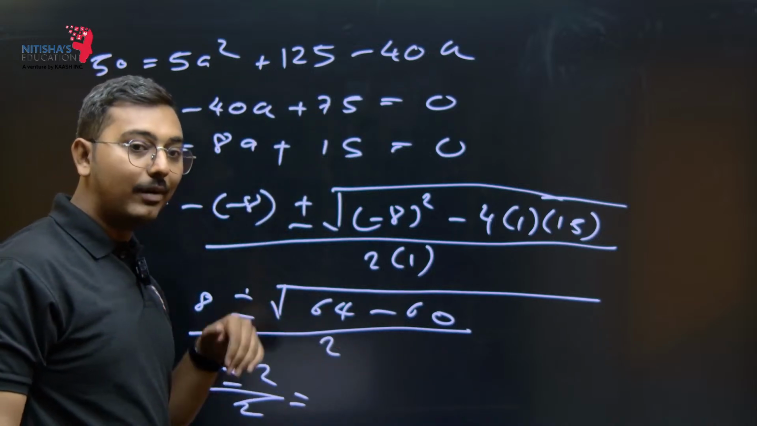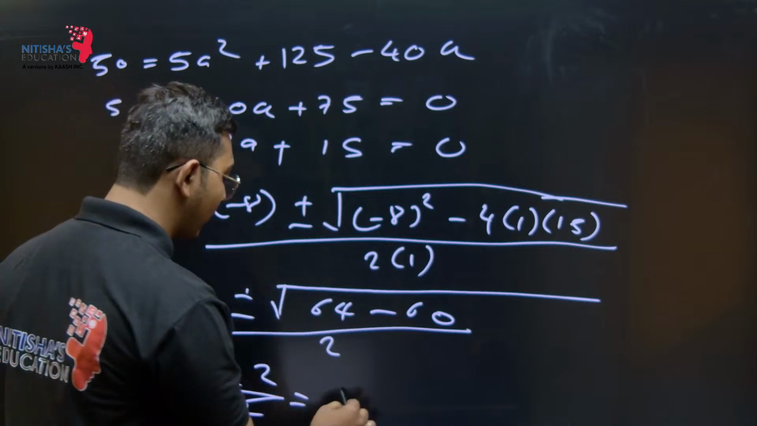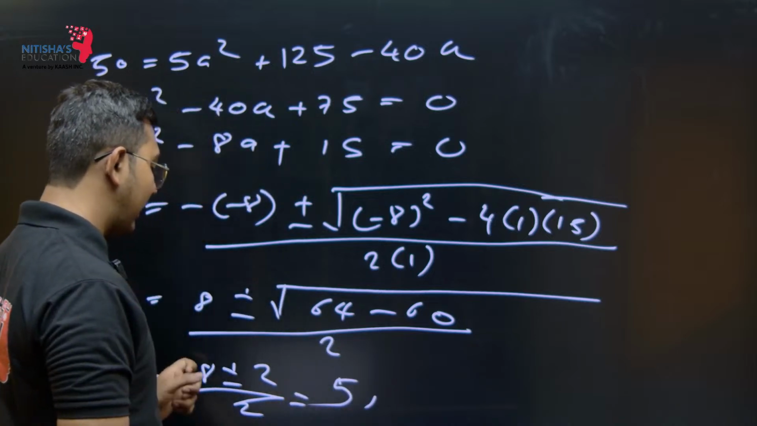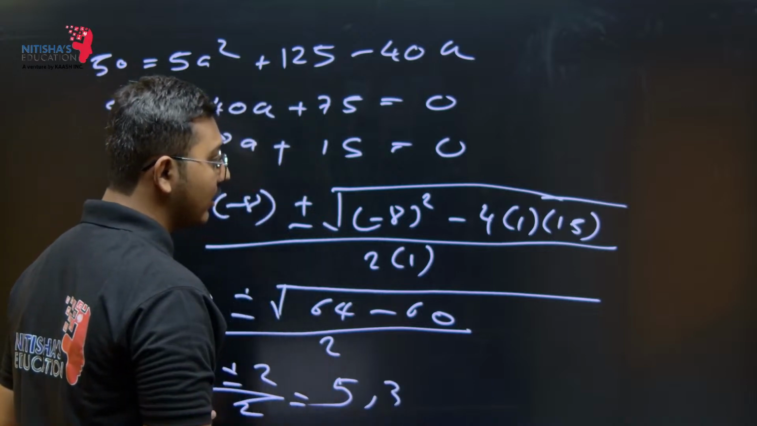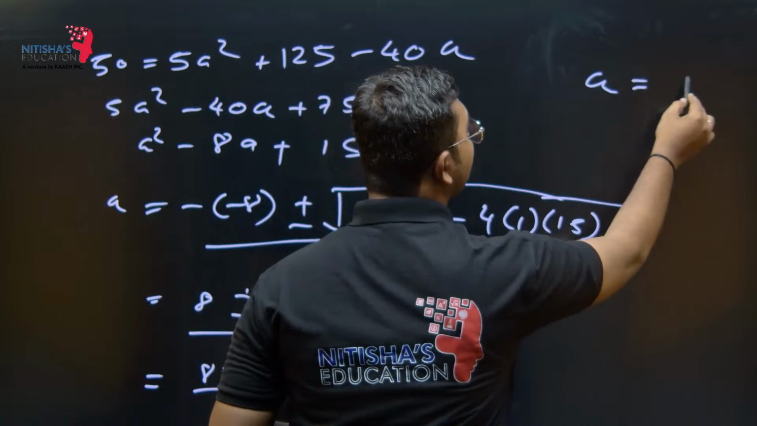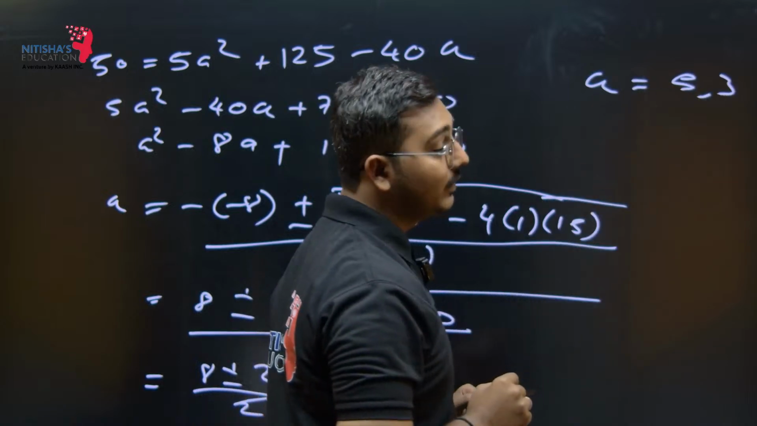8 plus 2 divided by 2, which is 10 by 2, which is equal to 5, comma 8 minus 2, which is equal to 6, 6 divided by 2, which is equal to 3. So our values of a are 5, comma 3.